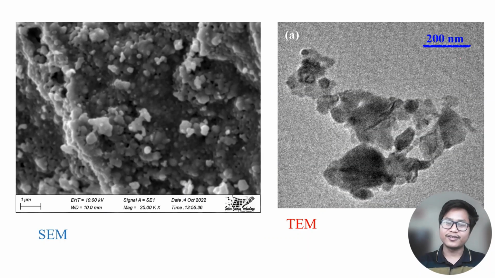And you can see this is the SEM image. Here is one kind of material in an SEM image. This is the particle of the sample, the sample surface particle, and this is the TEM image, the transmission electron microscope image. You can see here.